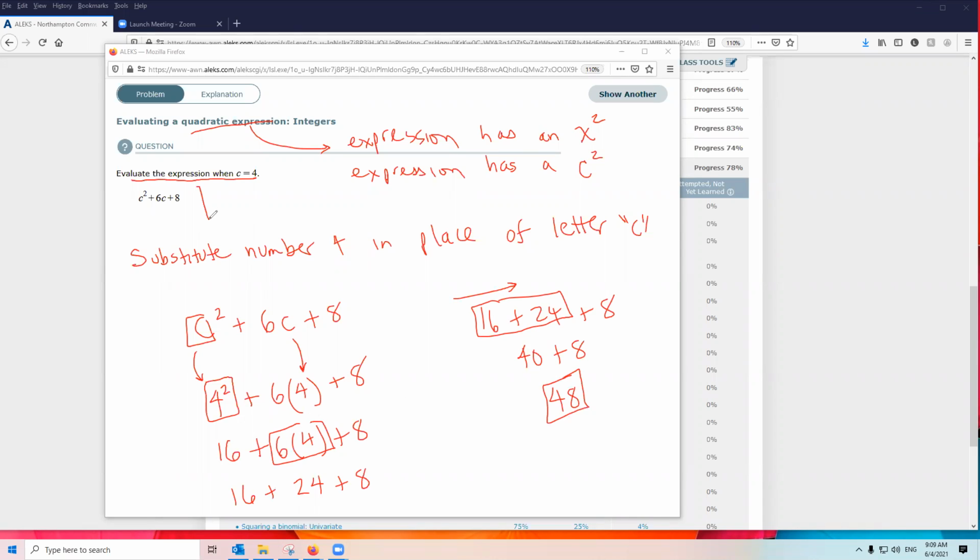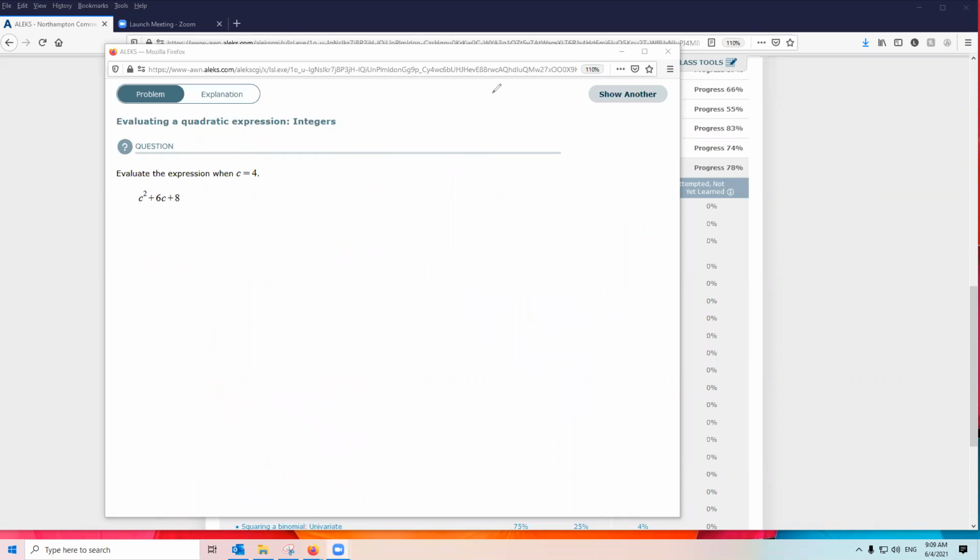So evaluating an expression really just means replace the letter, we call it the variable, replace the variable with the number that is given to you, and then just follow order of operations to come up with a final numeric answer.